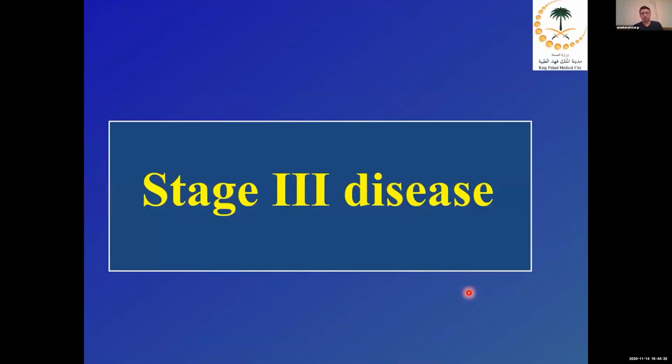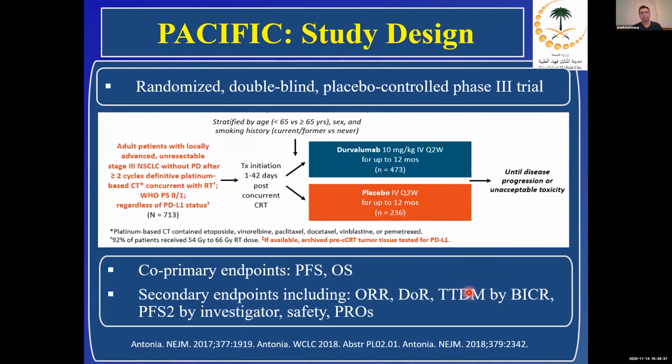Given the encouraging data that we have with stage 4 disease, there are a number of trials that have been conducted in stage 3 disease, in patients where we treat with a curative intent. One of the important trials is the Pacific trial, which included patients who had locally advanced unresectable stage 3 disease and had been treated with radical intent chemoradiation. Those patients were then randomized to 1 year of Durvalumab, which is a PD-L1 checkpoint inhibitor, compared to placebo.